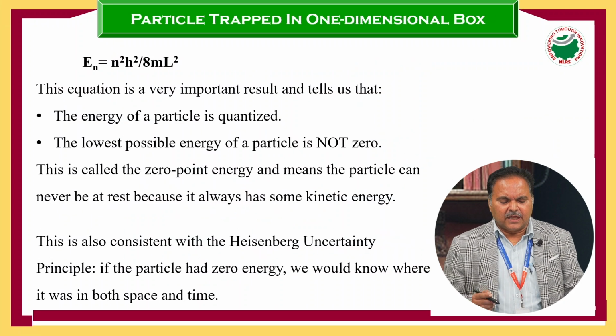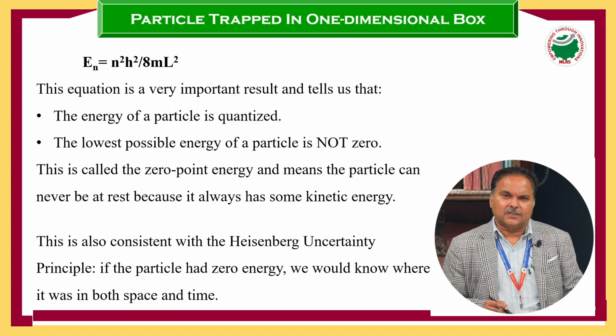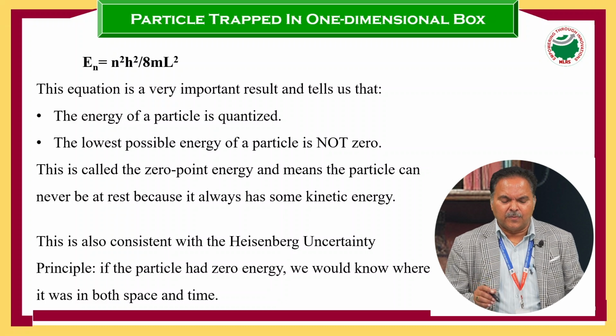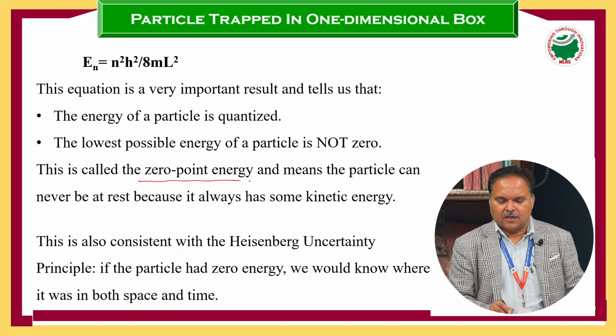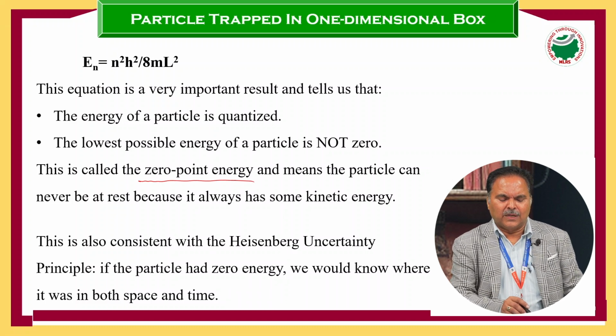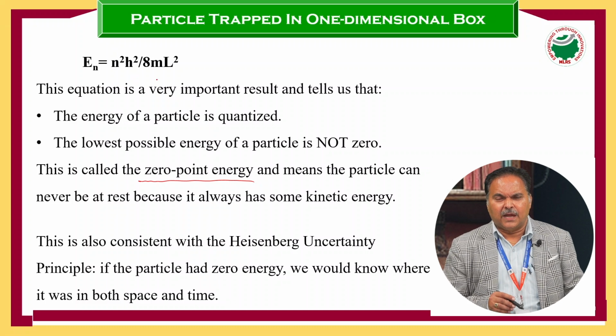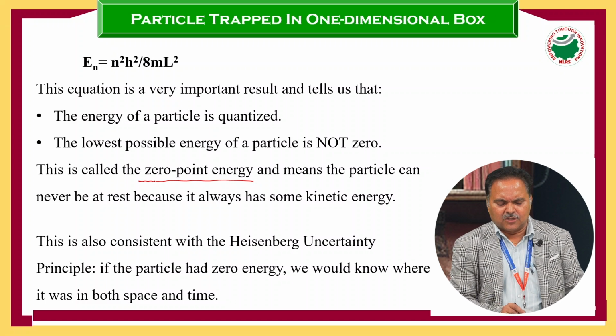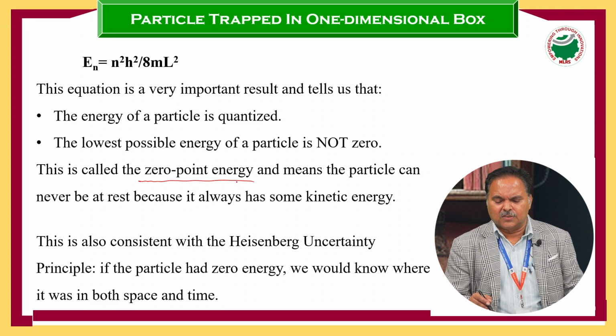So what is the n value? In this equation, if you put n equal to 1, that is called the zero point energy. Zero point energy is the minimum energy the particle will show in a one-dimensional box. At n equal to 1, the value becomes E equal to h squared by 8mL squared. Here h is Planck's constant, m is the mass of the electron, and L is the box length. So here we will calculate the energy levels.